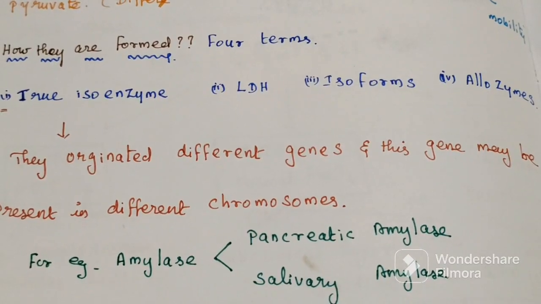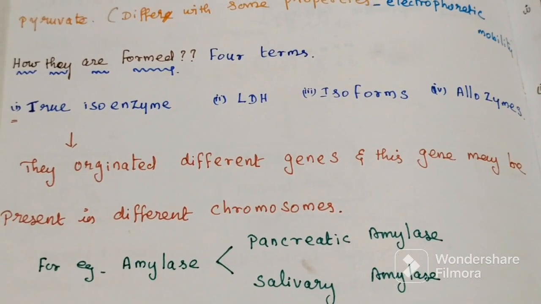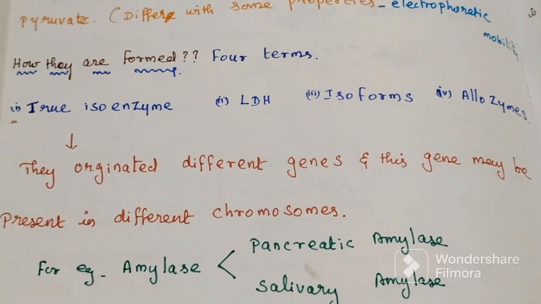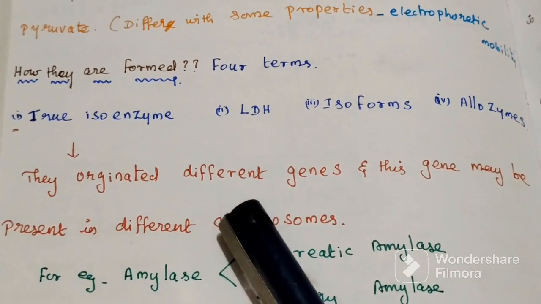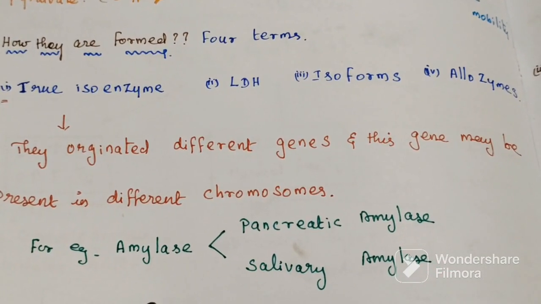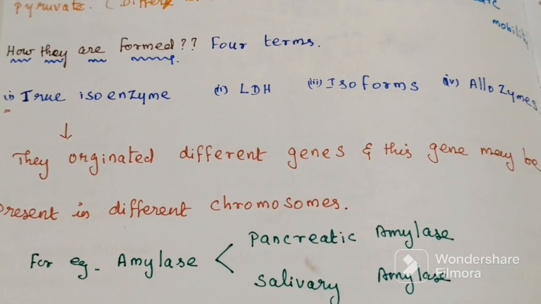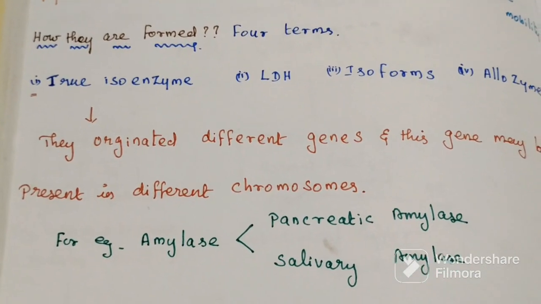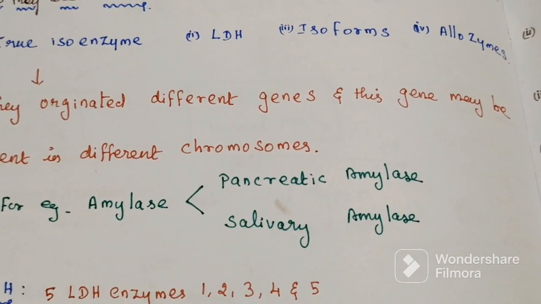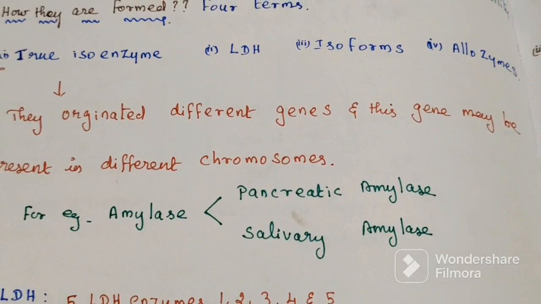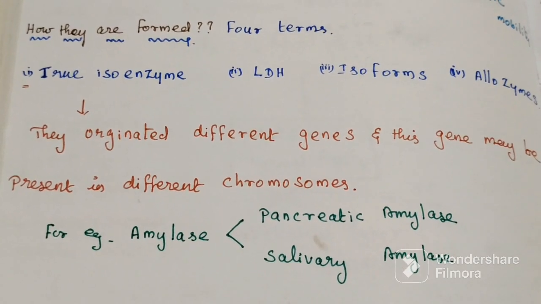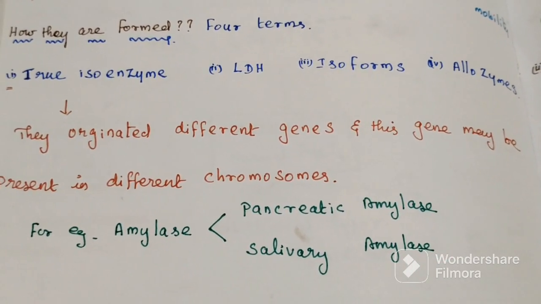When they originate from different genes, they are known as true isoenzymes. This gene may be present on a different chromosome. For example, amylase. It has 2 forms, pancreatic amylase and salivary amylase. So it is an example of isoenzyme originated from different genes and located on different chromosomes.